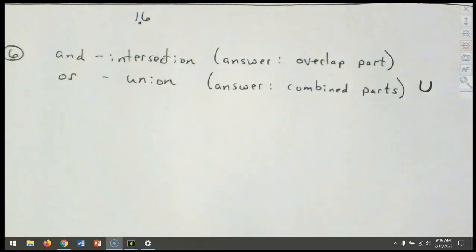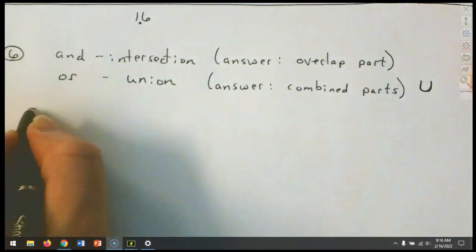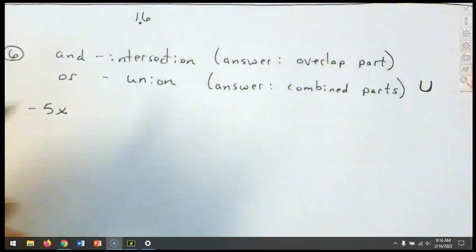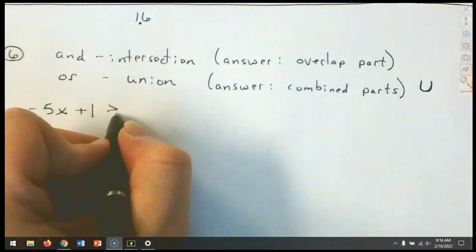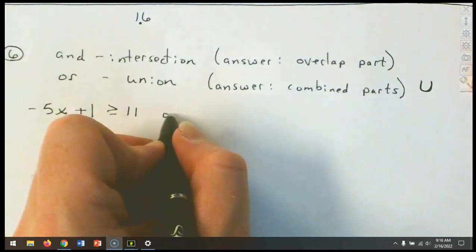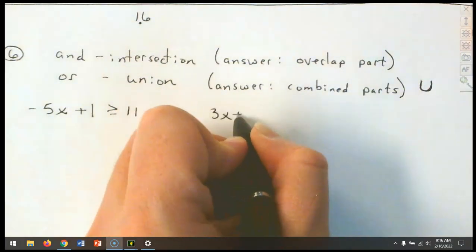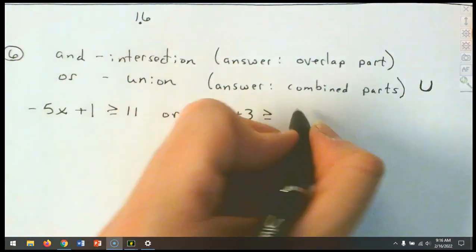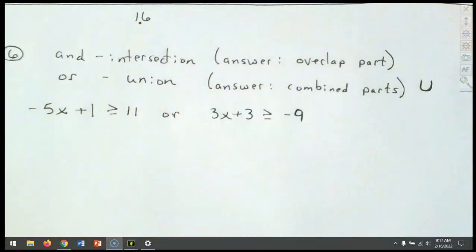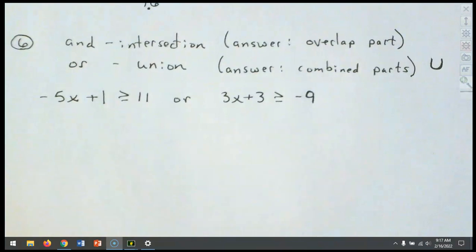So for question 6, we've got minus 5x plus 1 is greater than or equal to 11, or 3x plus 3 is greater than or equal to a negative 9. This is going to illustrate another concept about inequalities. When do we flip our inequality symbol? When we divide by a negative. And we're going to be doing that in the first one, because when we have to divide by that negative 5, that's going to flip your inequality symbol around.